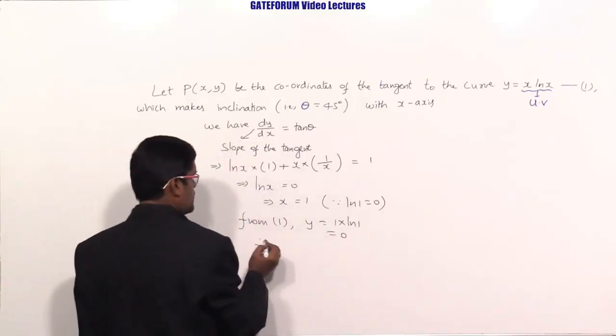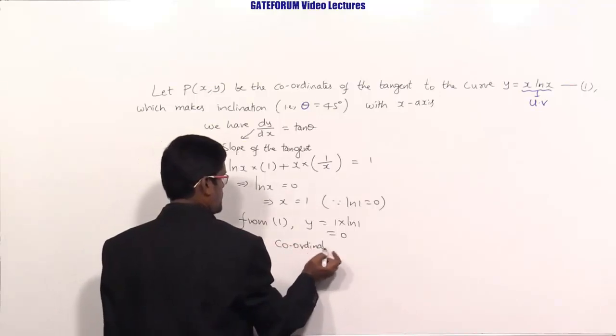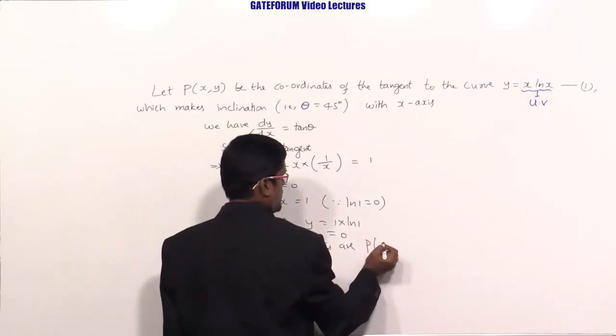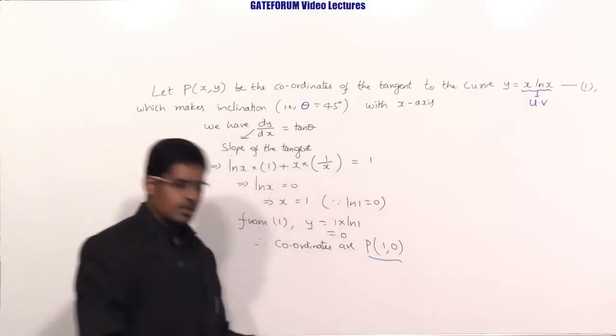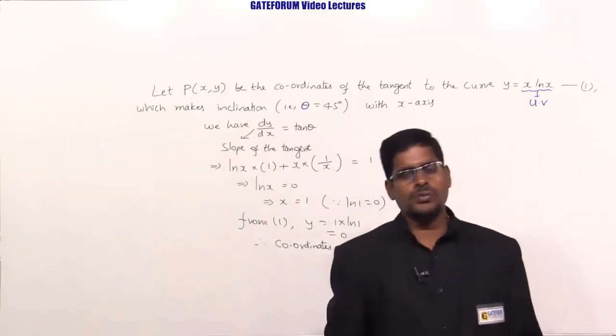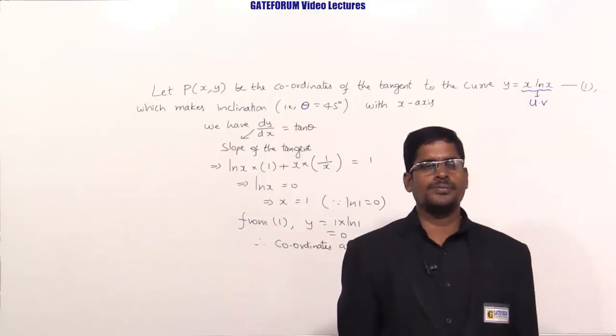Therefore, the coordinates are P of x value 1, y value 0. This is 1 comma 0. So the answer is 1 comma 0. Accordingly, the option is A. This is end of the question.